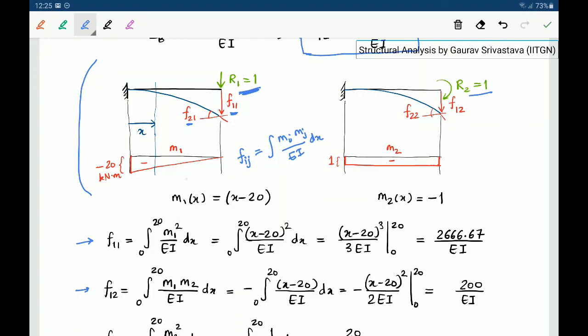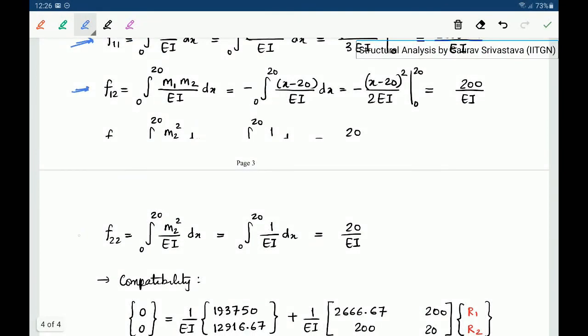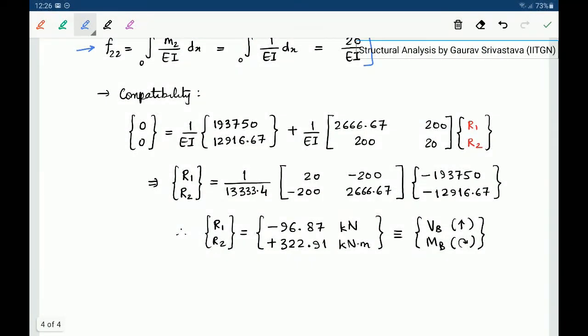The bending moment diagram is also shown. Similarly, for the second case, we apply a unit moment R2 equal to 1, and then again we calculate the downward displacement, which is F12, and F22, which is the rotation at point B, right? So F11, F12 and F22, these can all be calculated. They are calculated as here. And once we have all of this, we can write the compatibility. This left hand side is the total displacement. It has to be 0 because of compatibility.